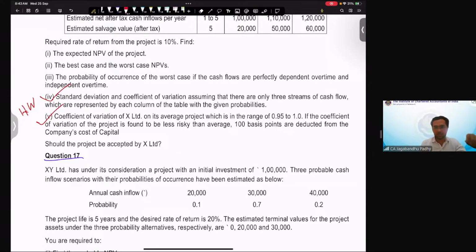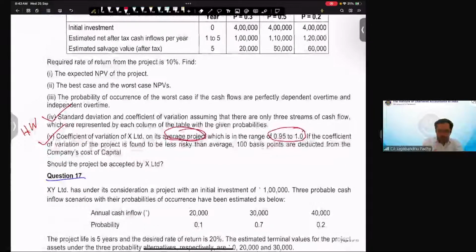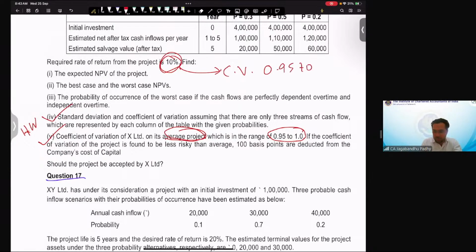Now, what they're saying is the coefficient of variation, this company is having multiple projects. On an average, the coefficient of variation of their project is ranging between 0.95 to 1. So their cost of capital 10% is subject to a coefficient of variation between 0.95 to 1. But they say if the coefficient of variation is found to be less risky than average, if your coefficient of variation, that is a risk measure, is lesser than this, then 100 basis points are deducted from the cost of capital. So what will be the cost of capital for this case?